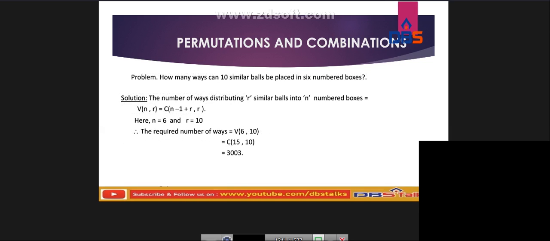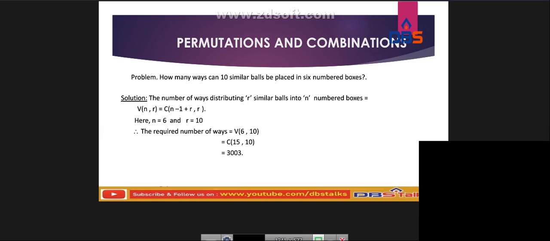How many ways can 10 similar balls be placed in 6 numbered boxes? So we have 10 similar balls and we have to arrange them in 6 numbered boxes. See, the number of ways of distributing similar balls into n number of boxes equals V of n comma r, that is C of n minus 1 plus r comma r. So n equal to 6, r equal to 10.